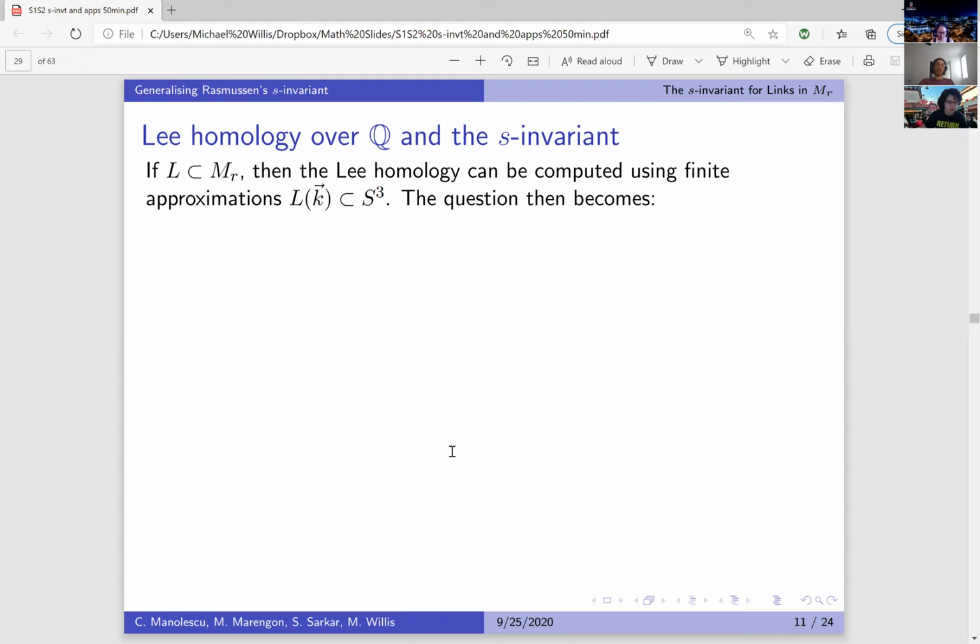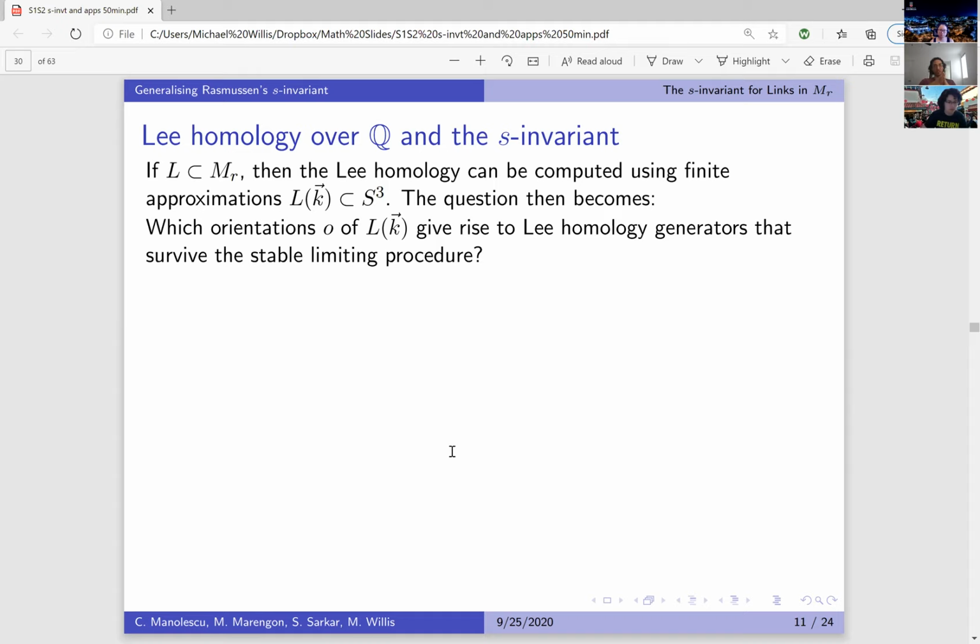So if you have a link in these S1 cross S2s and you want to think about its Lee homology, and if you believe in this stable limiting process, then the Lee homology really is just the Lee homology of some finite approximation link in the 3-sphere. But you already know the Lee homology for links in the 3-sphere is easy. It's based on orientations of that link, L of K. This link may have lots of twisting in it, but that doesn't affect the number of connected components. So the question becomes, in these finite approximations, which orientations give rise to Lee homology that actually survives the limiting procedure, that was already stable and isn't going to disappear as you take the limit?